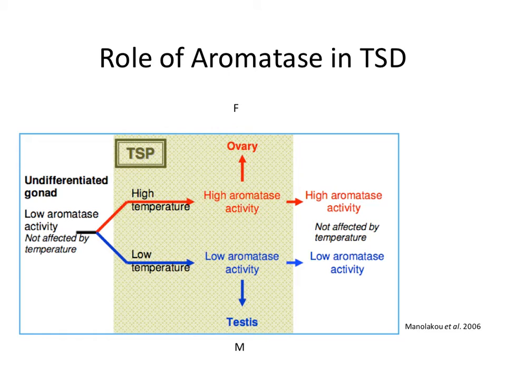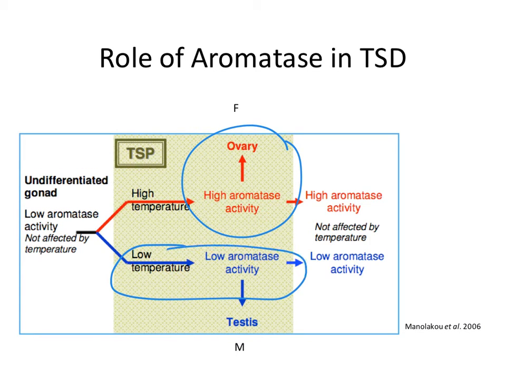So they extract aromatase from male embryos, female embryos, or presumptive male and female embryos at the two different temperatures, and they find that, indeed, the aromatase activity is higher in ovaries at a higher temperature, and at a low temperature, you get low activity of this enzyme. So this is a great molecular mechanism for understanding how temperature could impact sex determination.